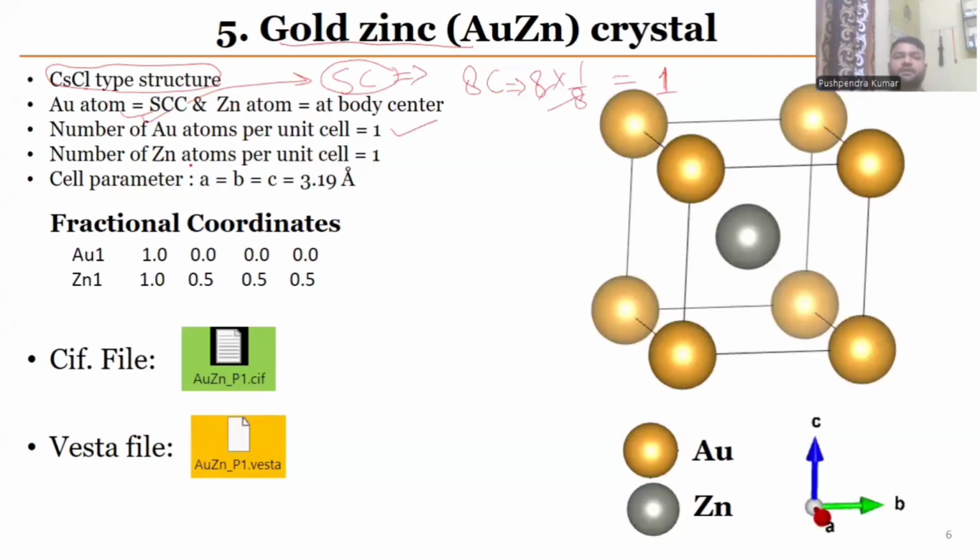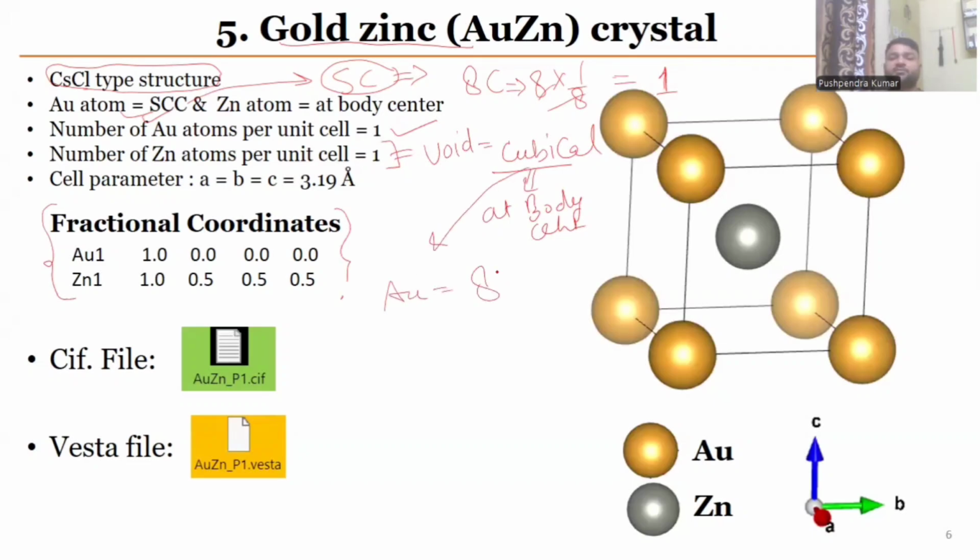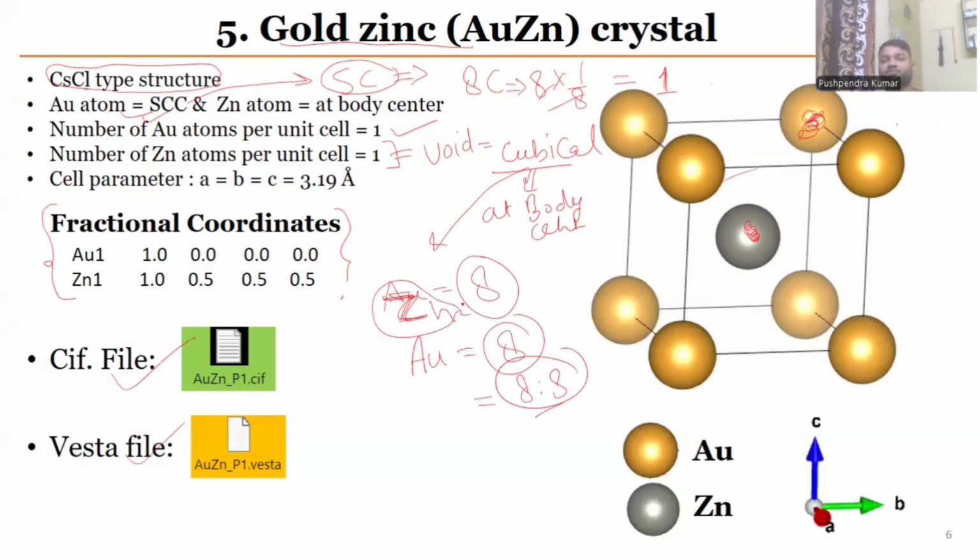Similarly, the number of zinc atoms will also be equal to 1, which is present in the cubical void, at the body center. These are the fractional coordinates corresponding to this crystal. The gold atom is present in the cubical void, so its coordination number is 8. This is the CIF file corresponding to this crystal, and this is the VESTA file. So now let's move on to the next.